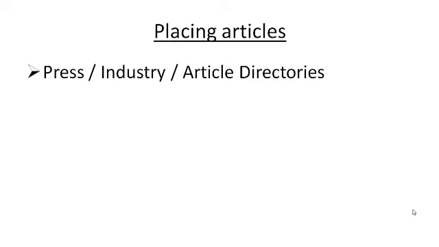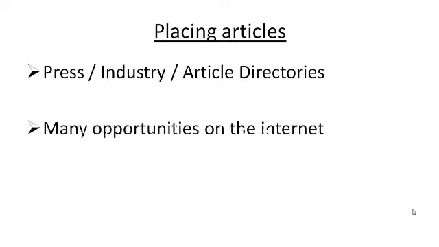Okay, so let's sum up a little bit about placing articles. There are several places, 3 different levels: the press, national and local, your industry press, websites, forums, and also article directories where people go specifically to read articles. There are many opportunities on the internet to swap articles, to place articles, and to get links between articles back to your site. Please don't overlook the obvious. Use your own website too. And wherever you do, include links.